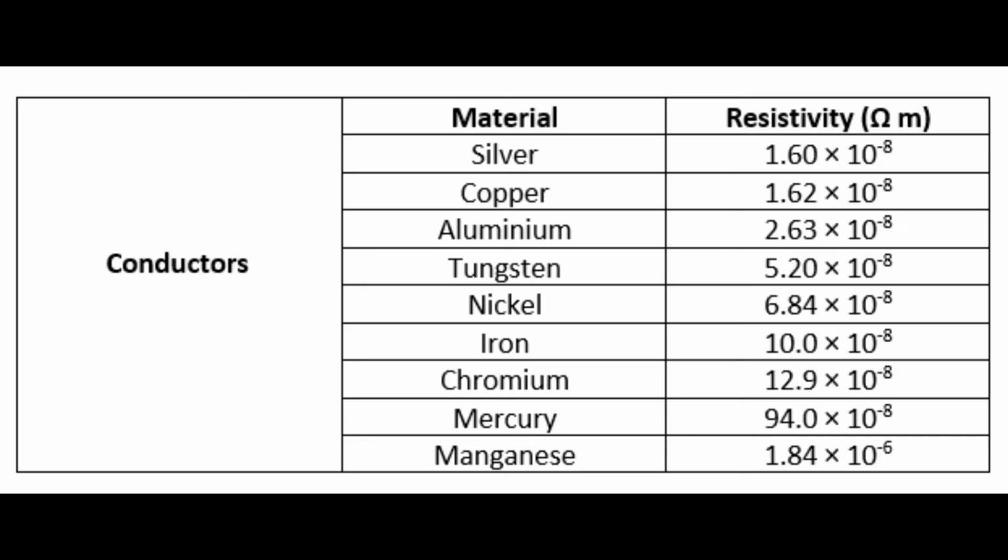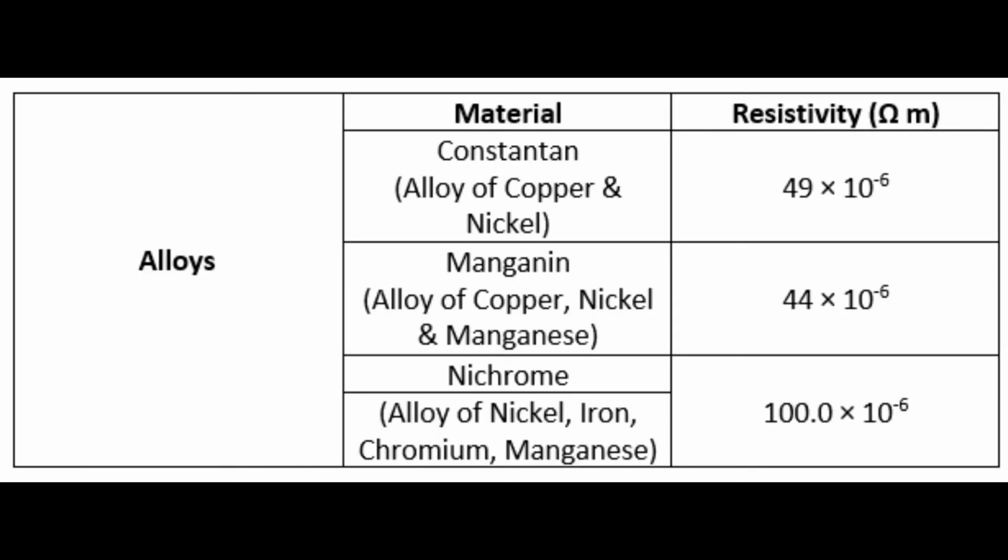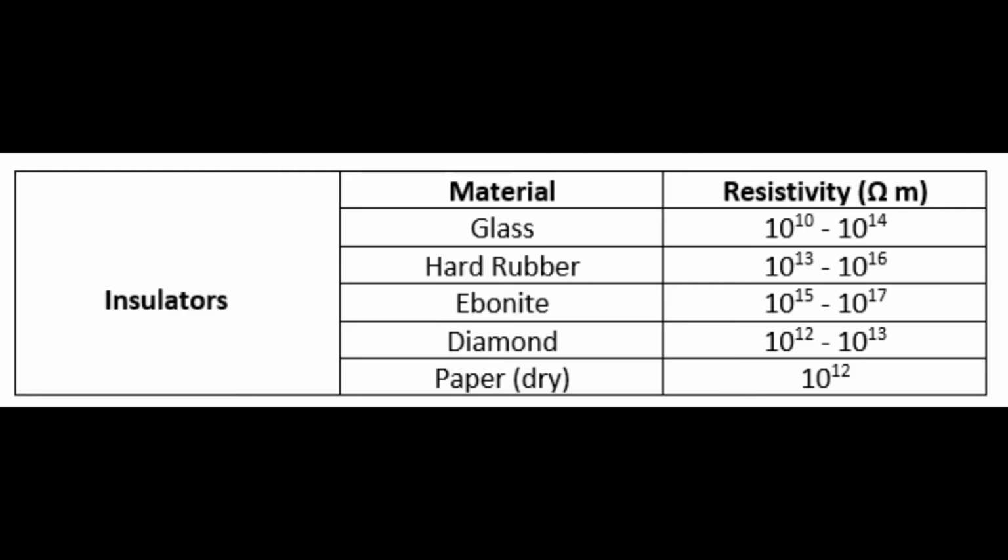Here you can observe the electrical resistivity of some substances. The metals and alloys have very low resistivity in the range of 10 to the power minus 8 ohm meter to 10 to the power minus 6 ohm meter. They are good conductors of electricity. Insulators like rubber and glass have resistivity of the order 10 to the power 12 to 10 to the power 17 ohm meter. Both the resistance and resistivity of a material vary with temperature.